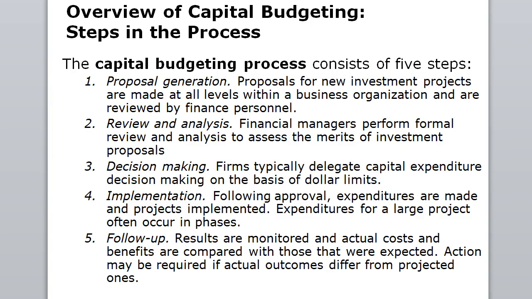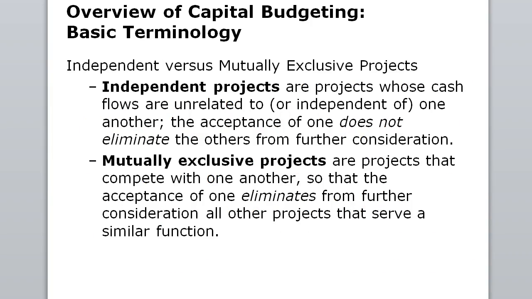So implementation. Once a project is approved, expenditures are made and the project is implemented, and expenditures for large projects sometimes occur in phases, like when you're building a building or expanding a factory. And then the follow-up. Once the results are monitored, actual costs and benefits are compared with those that are expected, and action may be required to tweak the proposal, or if different outcomes are being realized than the projected ones, there may have to be some changes made along the way. Let's talk some basic terminology.